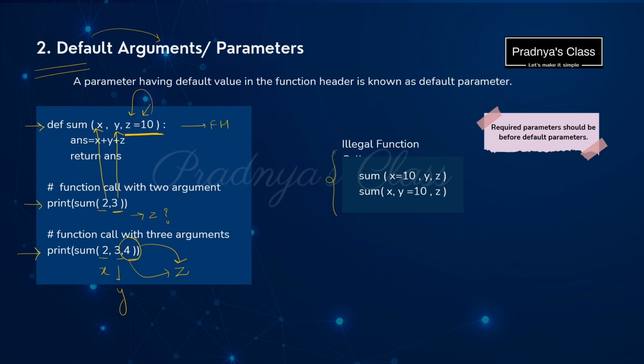One point we can note down for this type of argument: the default argument should be at the last. We cannot specify the default argument at the beginning or somewhere else. It should be at the last only. So here is the note. Required parameters should be before the default parameters. That's why in the function header we have specified this default argument at last.